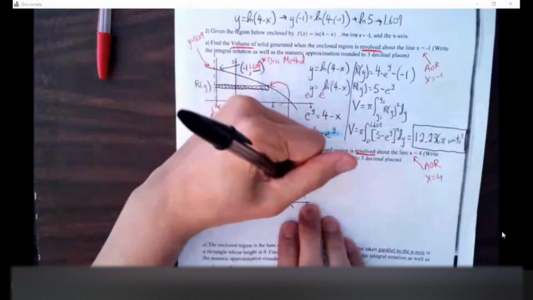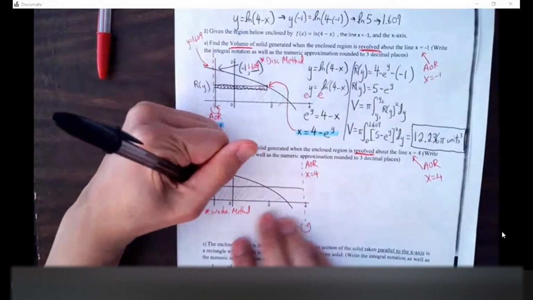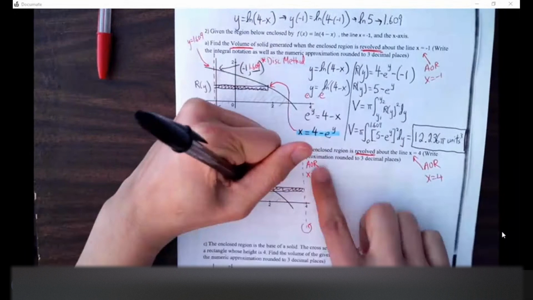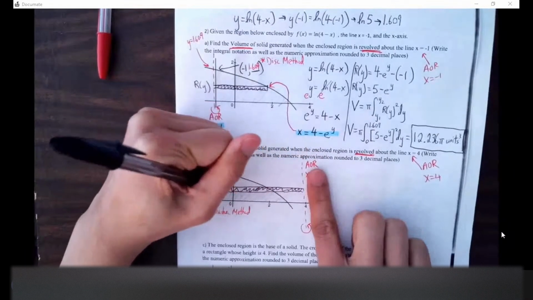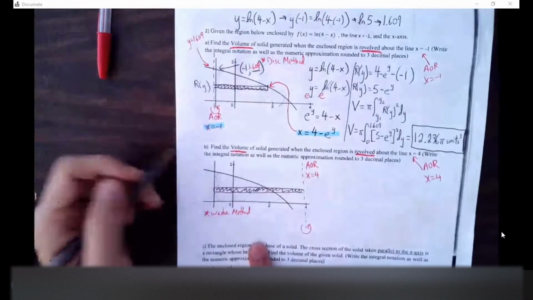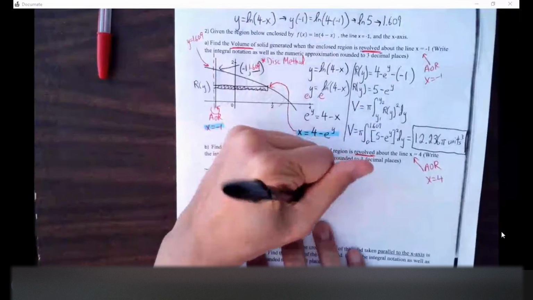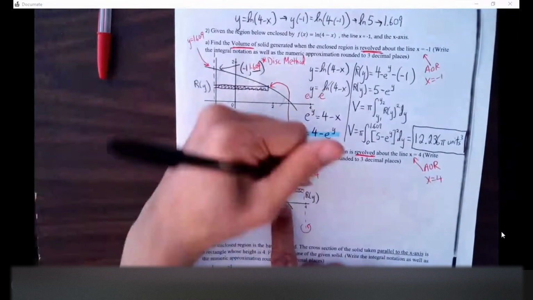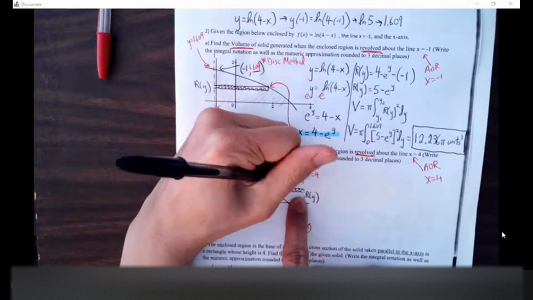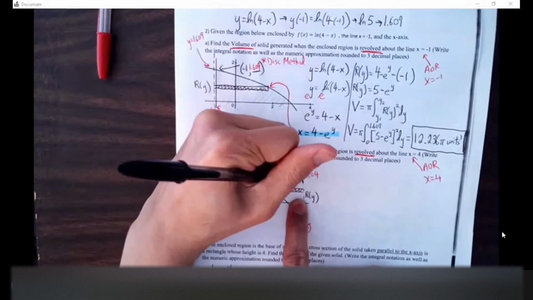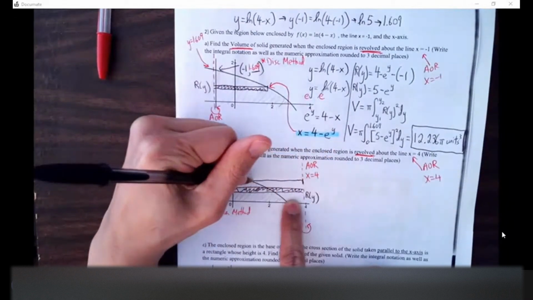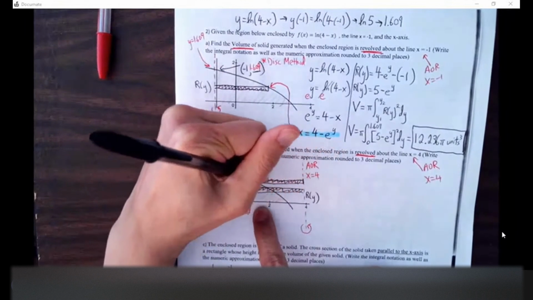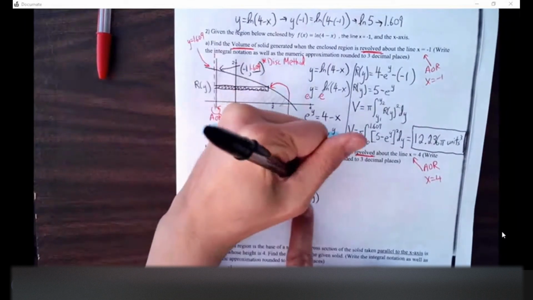Okay, big radius first. Extend from my center to the outermost boundary of my shaded region. That's my big R of y. Okay, little radius, it's going to extend from the same starting point, but it's going to extend to the closer of the two boundaries. And that's lowercase r of y.